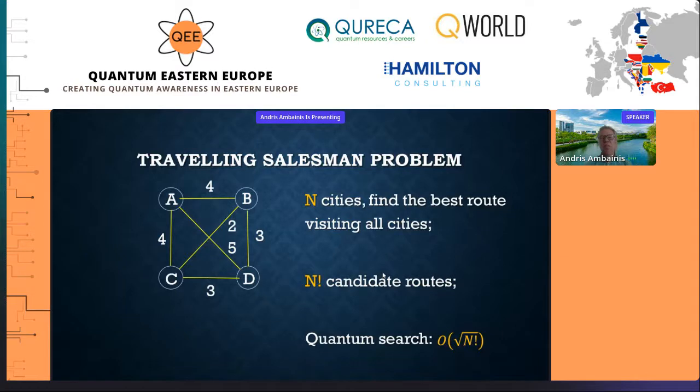And if we plug in Grover search, we can go from n factorial candidate routes to square root of n factorial. And this is all good. But there's actually a classical search algorithm that solves the problem with 2 to the n time steps. And even for relatively small n, 2 to the n is better than square root of n factorial. So naive use of quantum search doesn't give very much here.